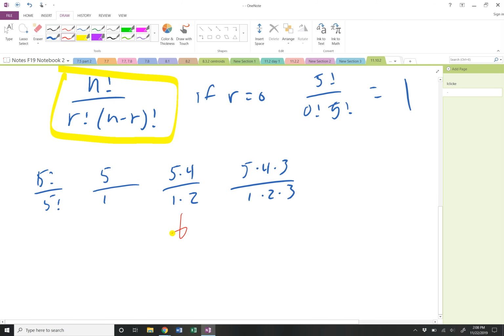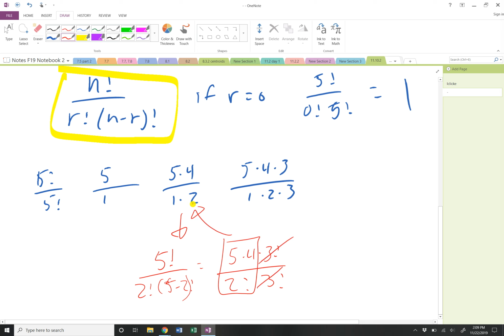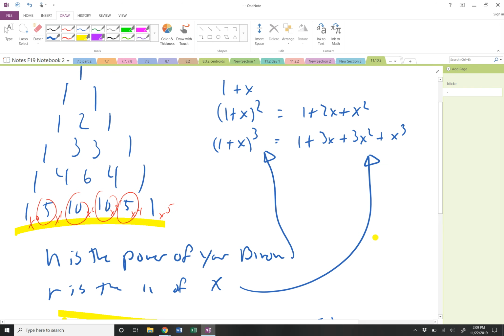For example, on this one, if you do 5 factorial over 2 factorial times 5 minus 3 factorial, then you get 5 times 4 times 3 factorial over 2 factorial times 3 factorial. Oops, I made a mistake, that should be 3 factorial in the denominator. Those cancel out, and you just get this much, and you get it right there. Yes? R is the power of x. So it's the term with the x that has that power.